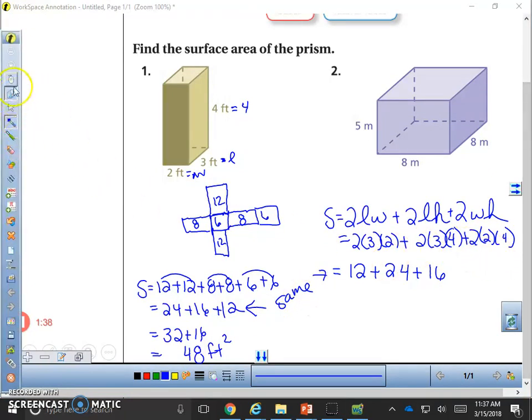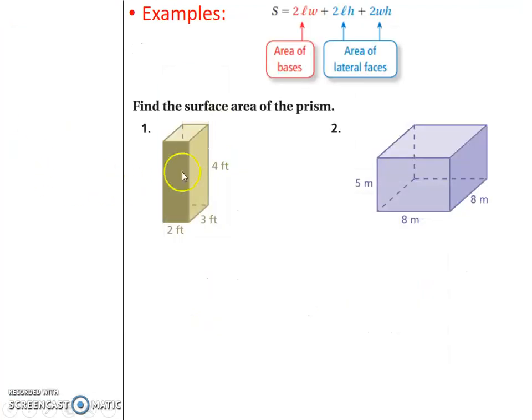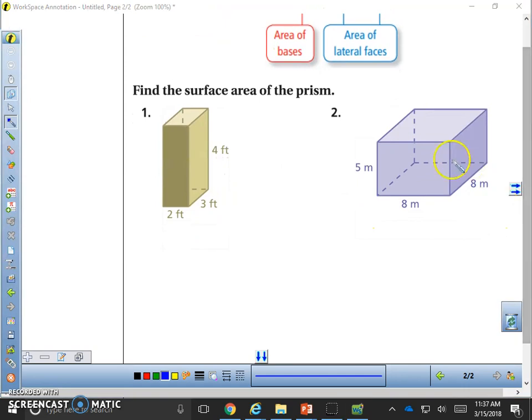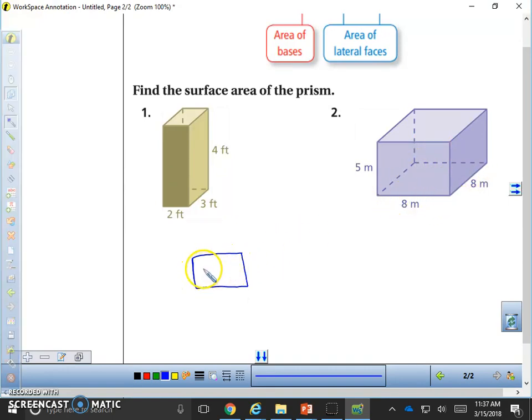Let's go ahead and take a look at example 2. Let's go by drawing the net. The bottom, the base, is a large 8 by 8. 8 times 8 is 64. The lateral faces, the outside faces: I have that front one right here in the picture, which is 5 by 8. And 5 times 8 is 40.